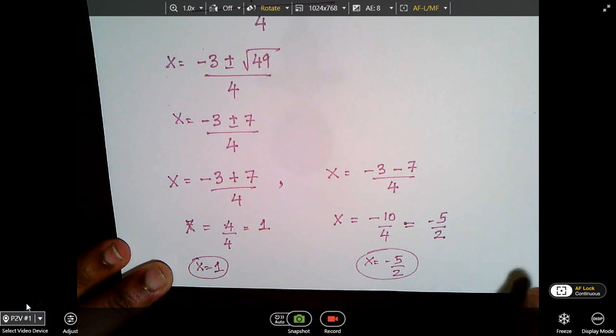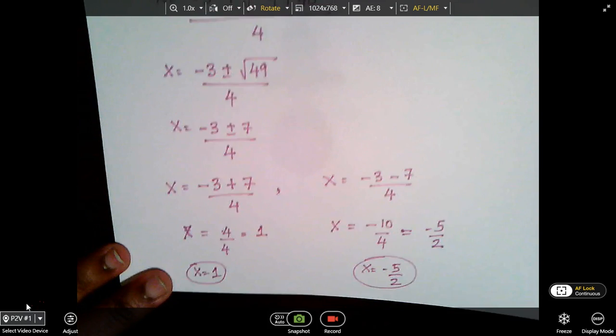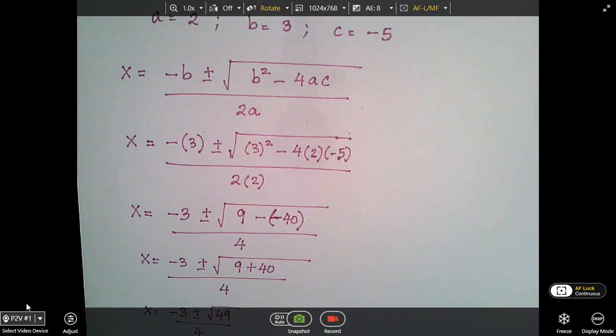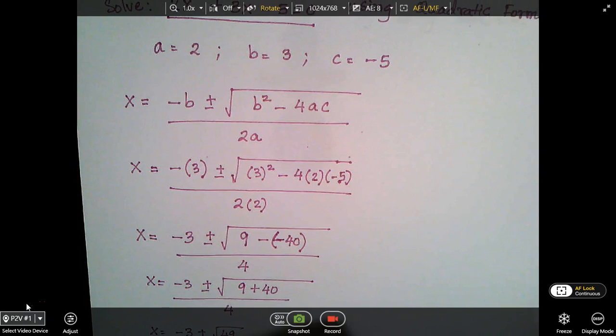So you got your two values of x just by plugging the values of a, b, and c into your formula after writing the equation in standard form.